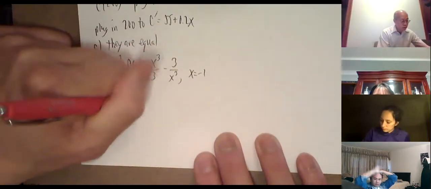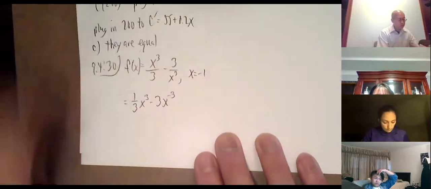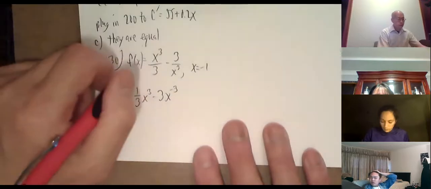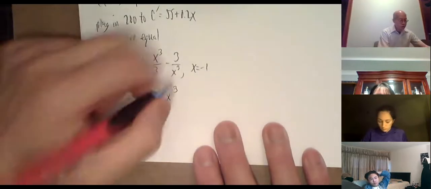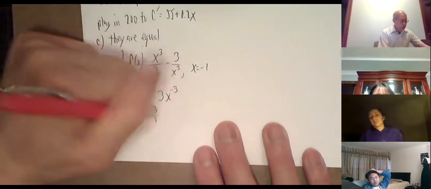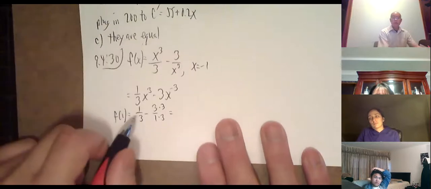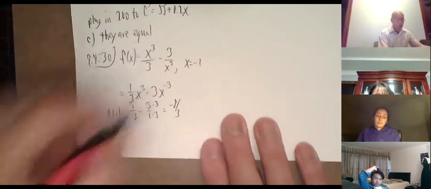So 1/3 x cubed minus 3x to the -3rd. First let me plug in -1. So plug in -1, I have -1/3 minus 3 over -1 times 3 times 3. So -1 minus 9 is -8/3. So the ordered pair is -1, comma, -8/3.